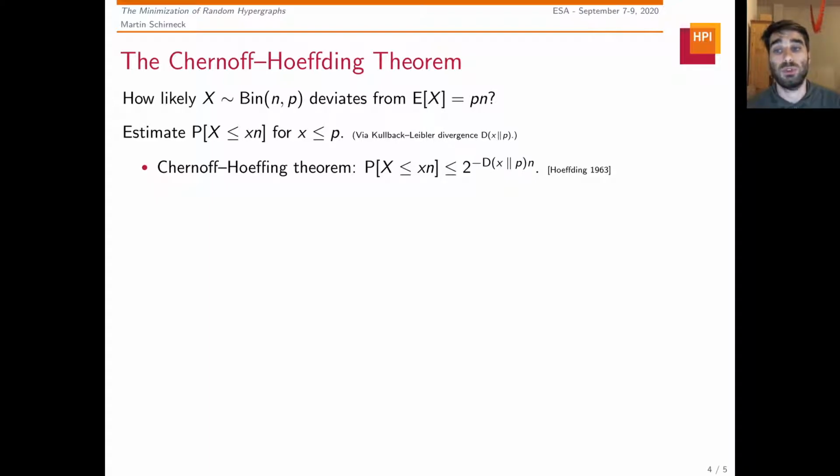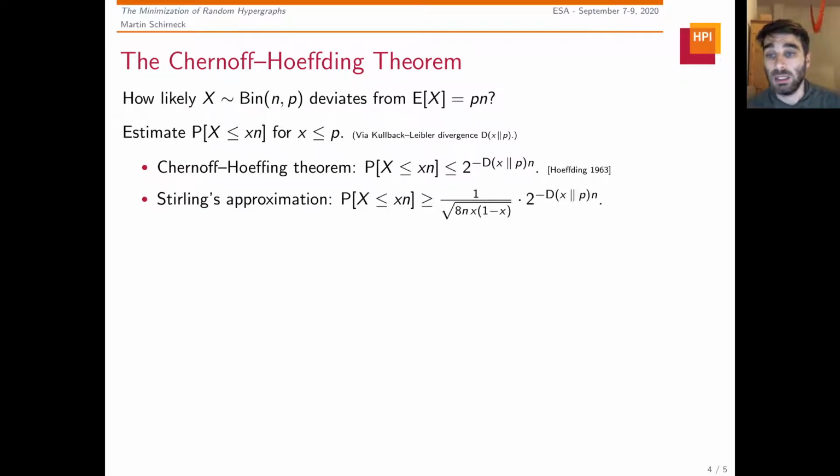This is also the basis of most of the known Chernoff bounds in the literature, which might be weaker in some cases, but more practical. So this is really the core of Chernoff bounds. If you apply Stirling's approximation to the largest summand of the probability, you get a lower bound of almost the same type, but for this additional factor of essentially 1 divided by square root of n. So these bounds are not tight.